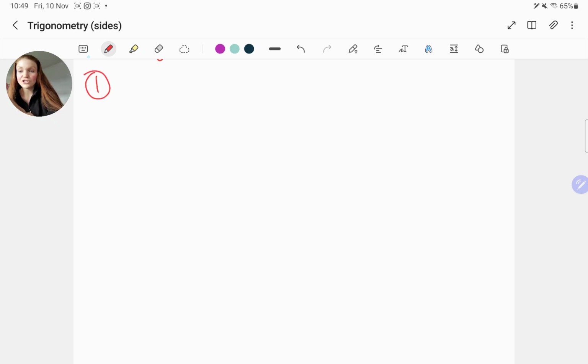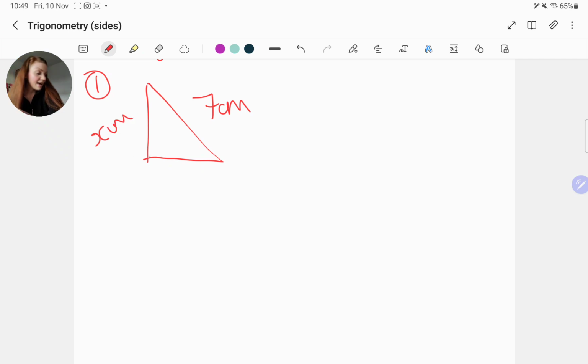So let's try a question. I'll draw it out in red the question, but I won't answer it in red. So here we have 7 centimeters, x centimeters, and we have an angle of 40 degrees. So how do I know that this is not Pythagoras? Because I've got an angle and I've got a side and a missing side. Okay, Pythagoras is always to do with sides, but because I have an angle and a side, I'm going to use trigonometry. Which one are we going to use?